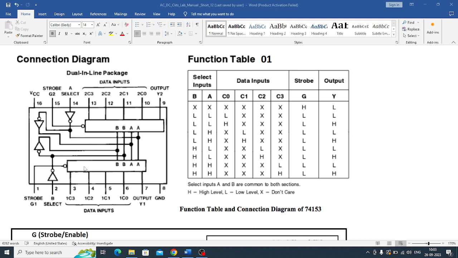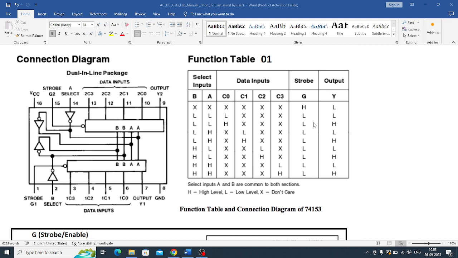Then according to the address, one of the inputs 1C3 to 1C0 will be available at output Y1. These are the inputs, pin numbers 3 to 6. Pin 7 is the output. Similarly here, pins 13 to 10 are inputs, and 9 is the output.